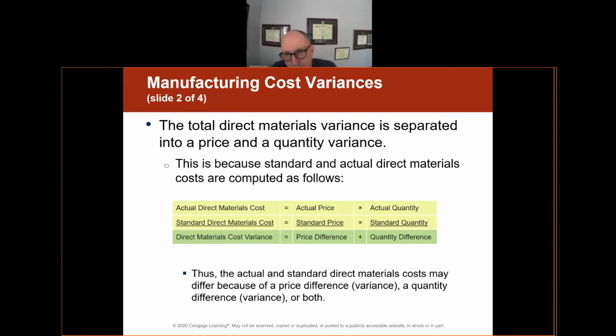Starting with direct materials. With direct materials, I separate the actual price and the actual quantity. I compare that to the standard price and the standard quantity. So to find the actual cost of materials, I take actual price times actual quantity. And I compare that to my standard, which is standard price times standard quantity. Remember, the word standard means budget. Standard and budget are the same word, yeah? And the difference is the variance: price variance and quantity variance.